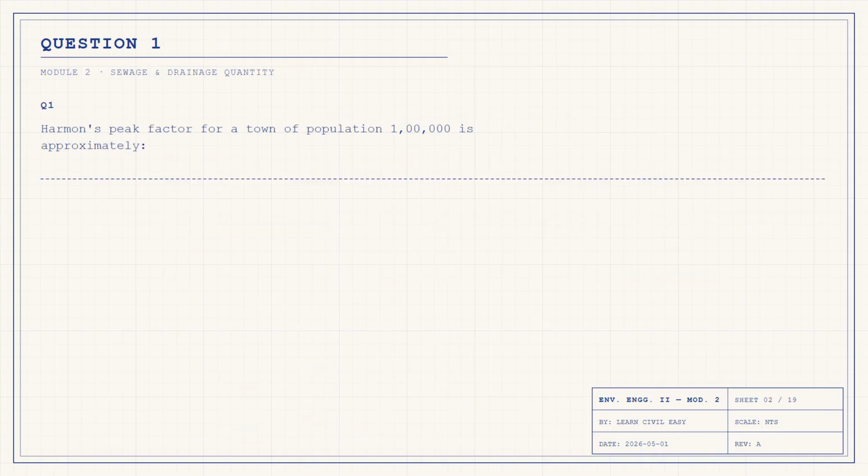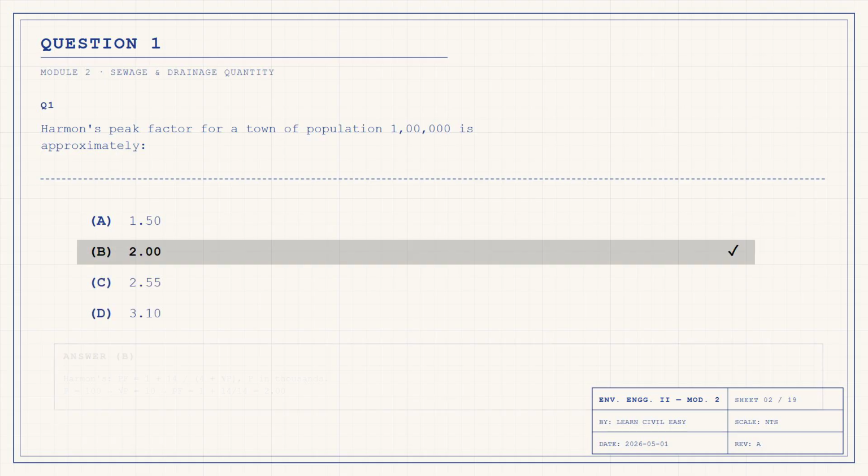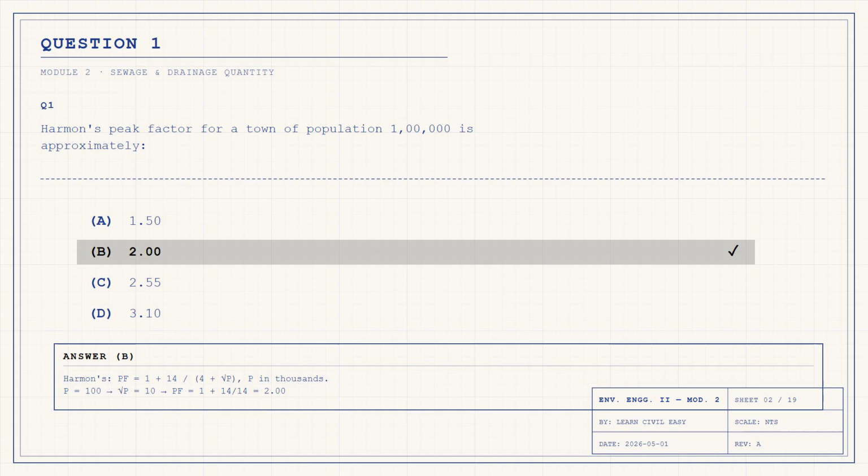Question 1. Harmon's peak factor for a town of 1 lakh population. Harmon's formula is 1 plus 14 divided by the quantity 4 plus square root of P, where P is in thousands. So P equals 100. Square root of 100 is 10. Peak factor equals 1 plus 14 divided by 14, which is exactly 2. The answer is B, 2.00.